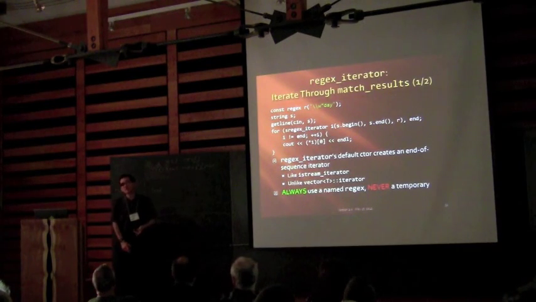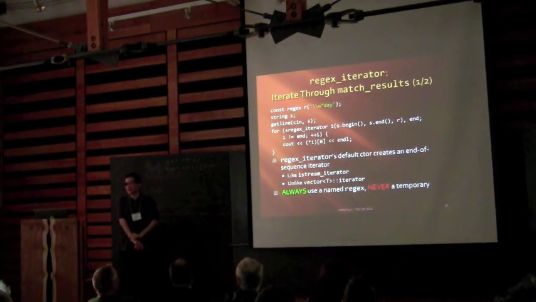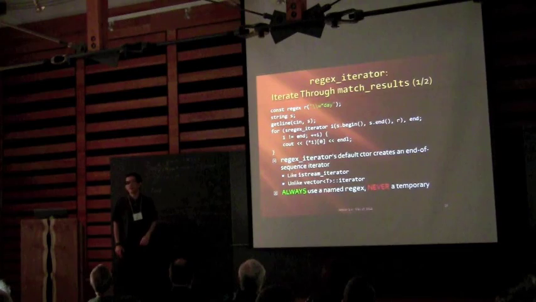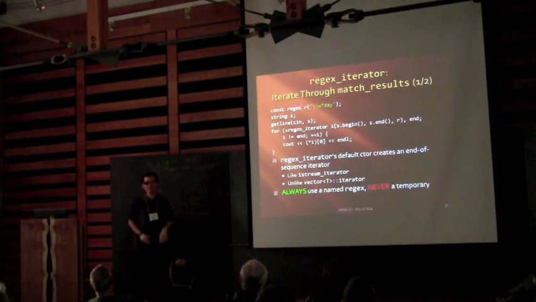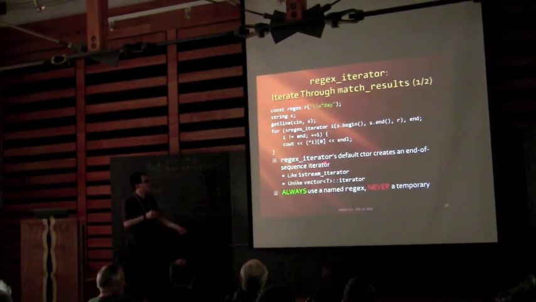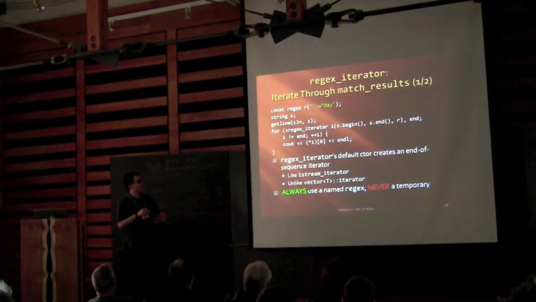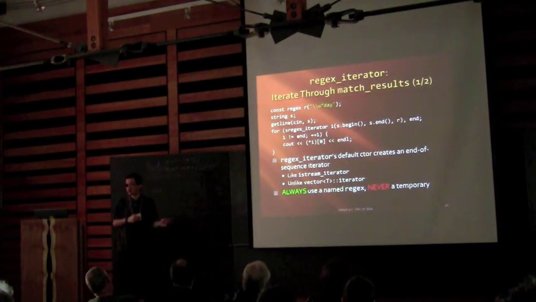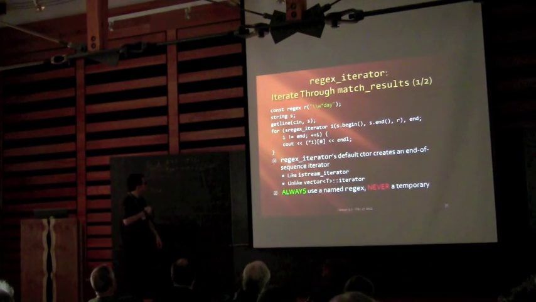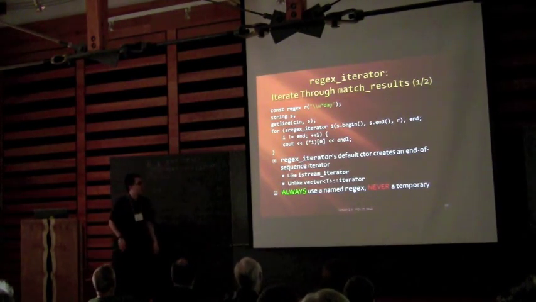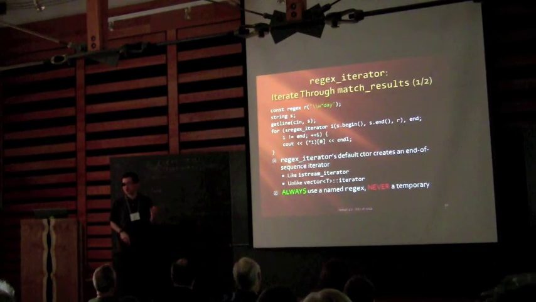In VC as of 10 and also in 11, we will detect this at runtime using essentially our iterator invalidation logic in debug mode, where if you have a regex iterator that was constructed with a regex that has since been destroyed, we'll give you an assertion. But really, we should do it at compile time with this. We haven't yet implemented that as an extension, but we should standardize it.